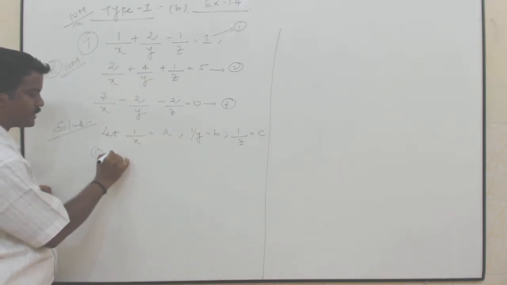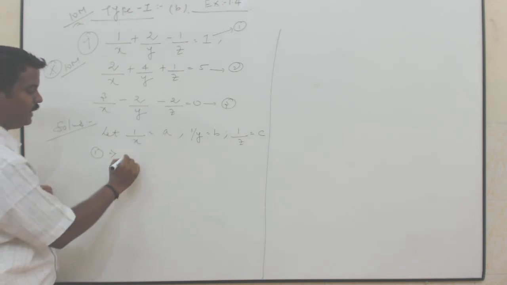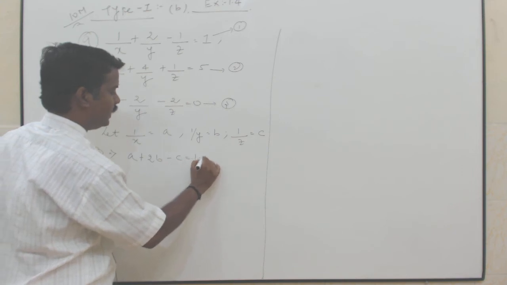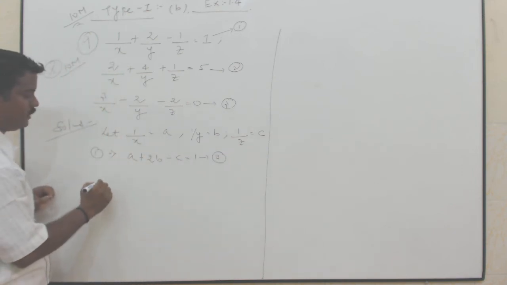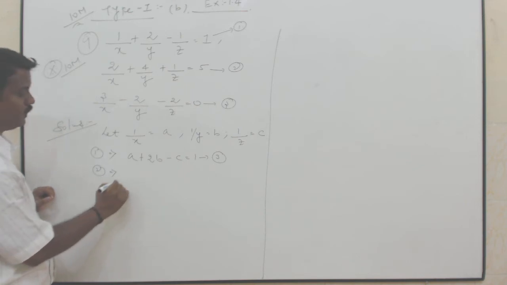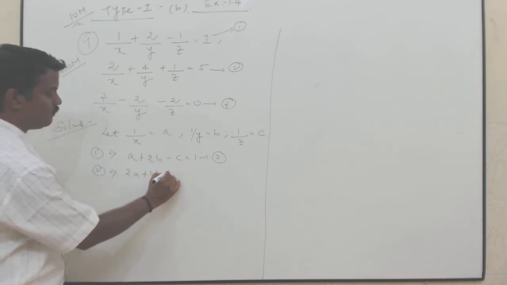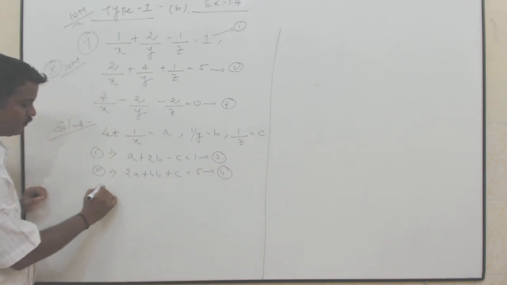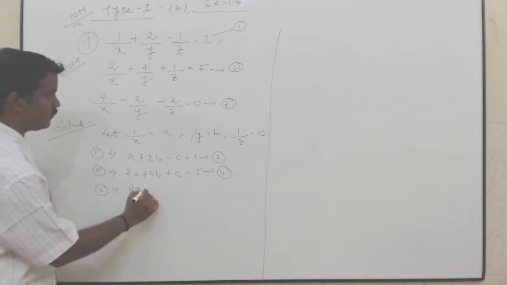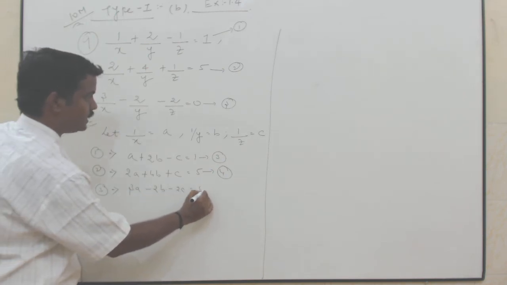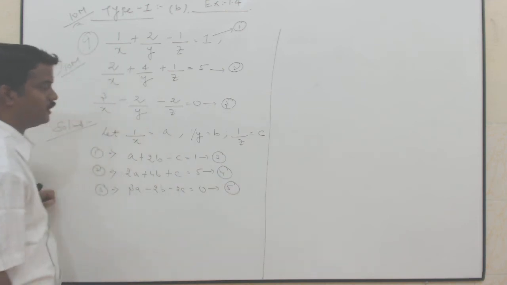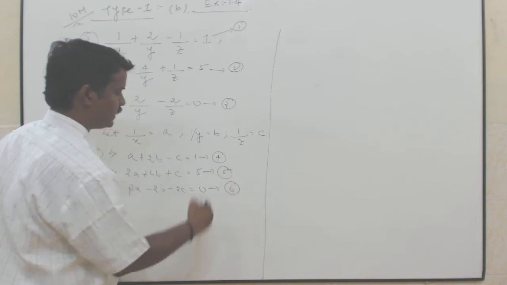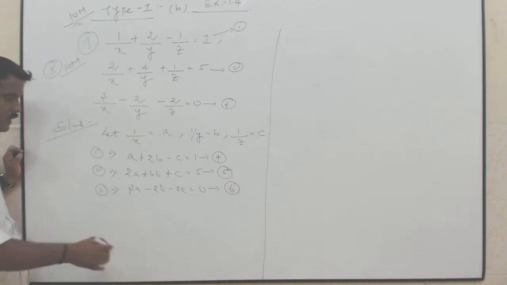Now equation 1 implies, what have we assumed for 1 by x? a, right? a plus 2b minus c is equal to 1. We call this as equation number 4. What is equation 2? Equation 2 implies 2a plus 4b plus c is equal to 5. Call this as equation number 5. 3a minus 2b minus 2c is equal to 0. We call this as equation number 6. Okay. Now you can solve as usual.